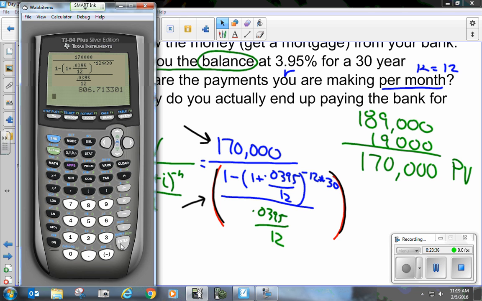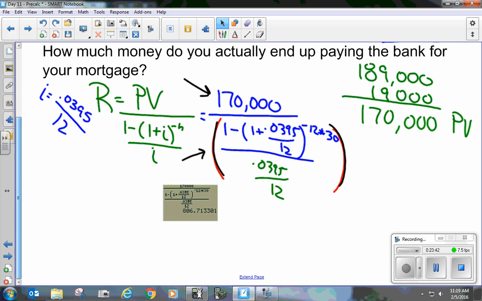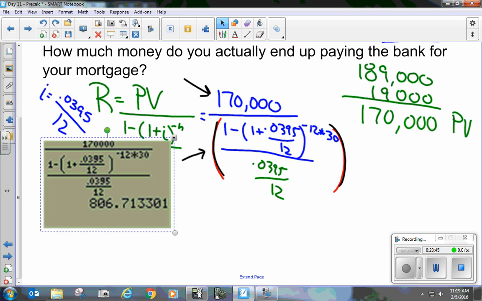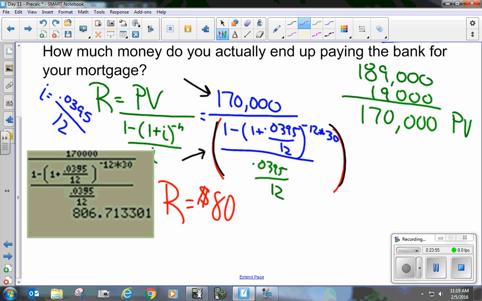No, I messed up because I put parentheses around. Now, I'm going to ask you guys a couple important questions here. Our payment for 30 years at 3.95%, borrowing 170 grand, would be $806.71. Here's the kicker. What happens if the mortgage could be 15 years, 20 years, 25 years?